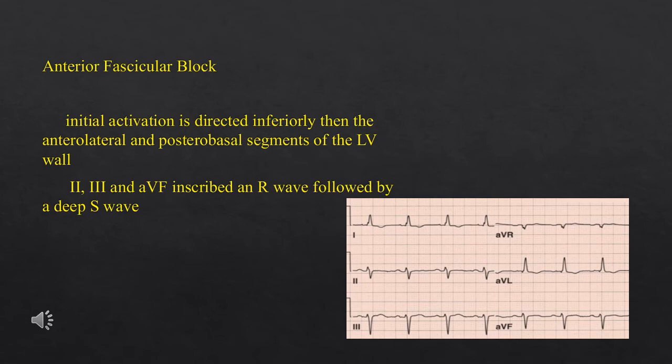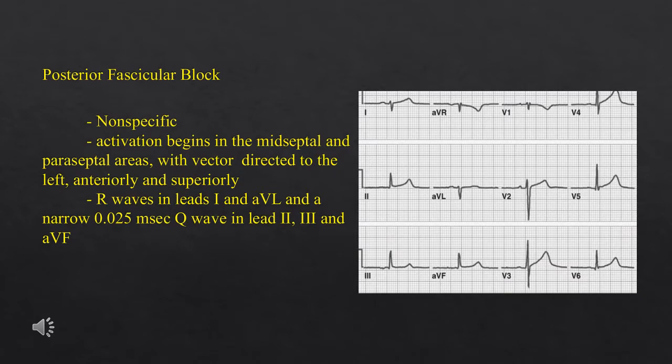Anterior fascicular block is characterized by an RS ratio of less than 1 in leads 2, 3, and aVF. Posterior fascicular block is usually nonspecific and characterized by R waves in leads 1 and aVL and a Q wave in leads 2, 3, and aVF.